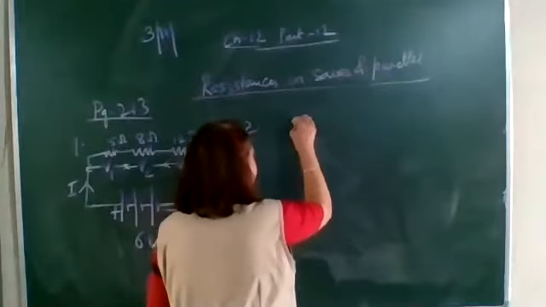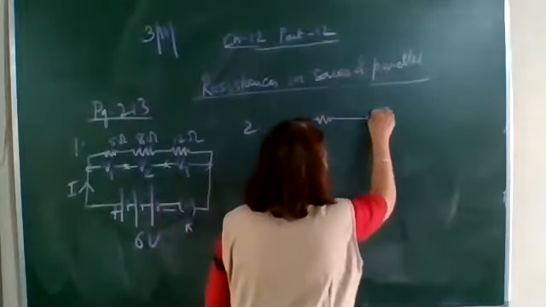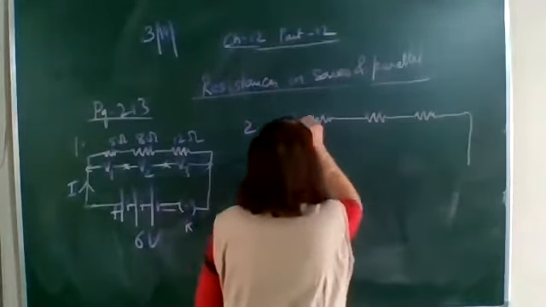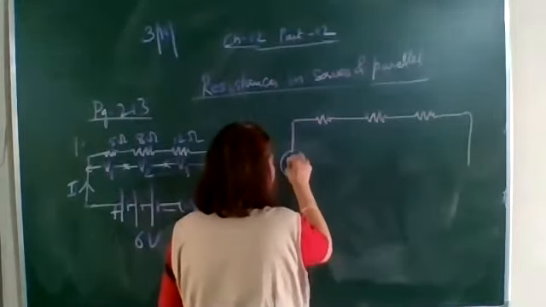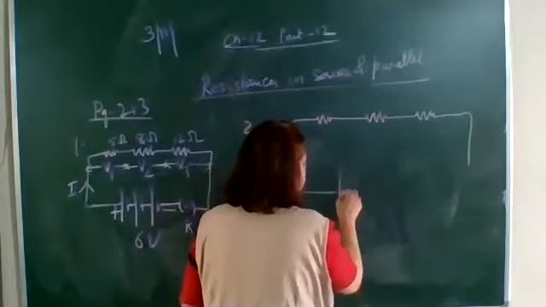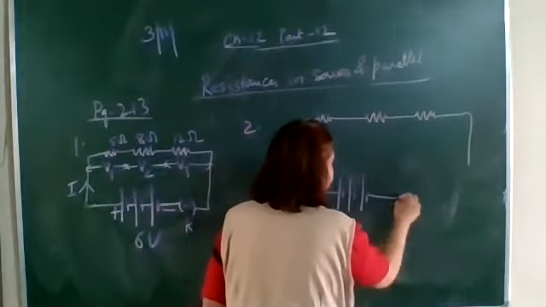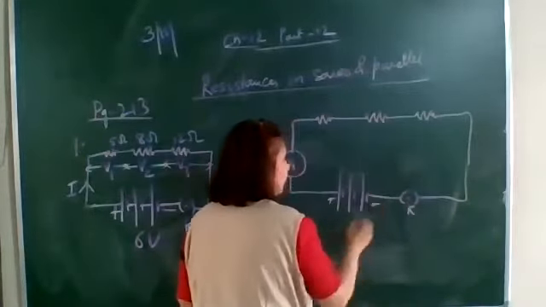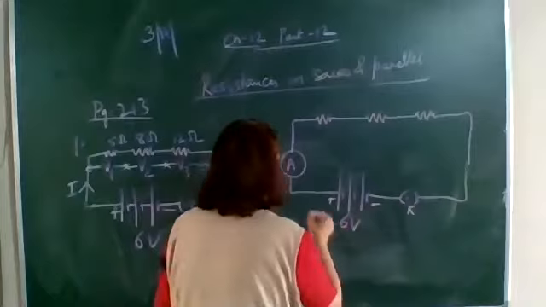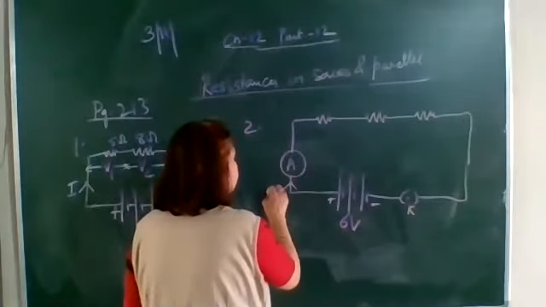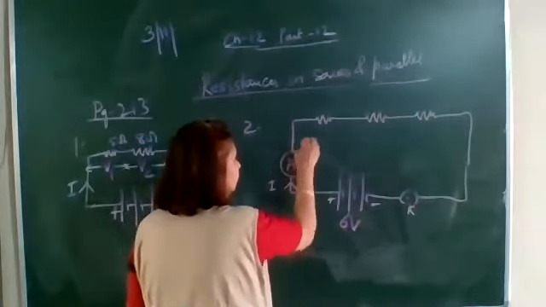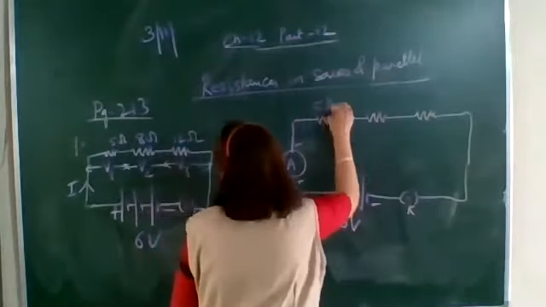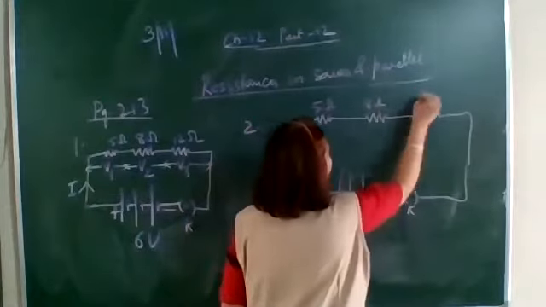First, let's redraw the diagram. This is 5 ohm, 8 ohm, 12 ohm. Connect one ammeter here. This is the 6 volt battery, a key, positive terminal, negative terminal. This is 6 volt, and the current flowing is I. This will be the positive terminal and negative terminal of the ammeter. 5 ohm, 8 ohm, and 12 ohm.